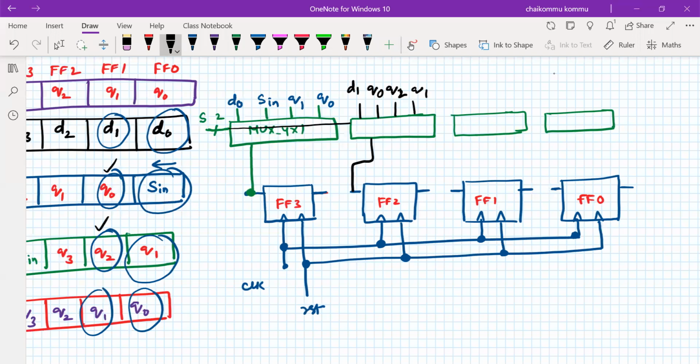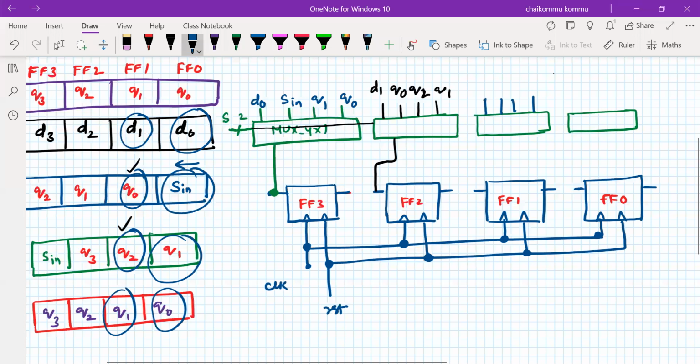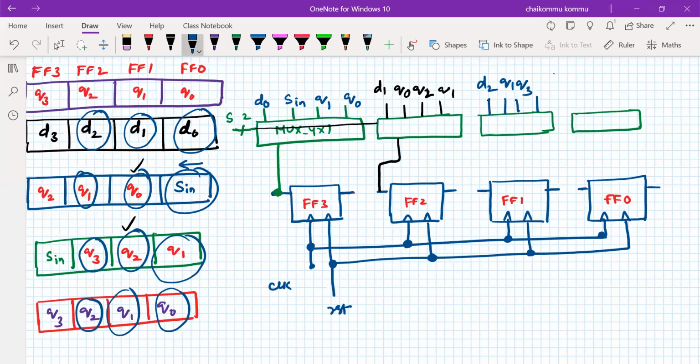Okay. Similarly, what is the input for this one? 1, 2, 3, 4. So D2. Okay. D2 is one input. Next input is Q1. Next input is Q3. Next input is Q2. So where we are getting the Q1, Q2, this is the one actually. This is called Q3. This is called Q2. This is called Q1. This is called Q0.